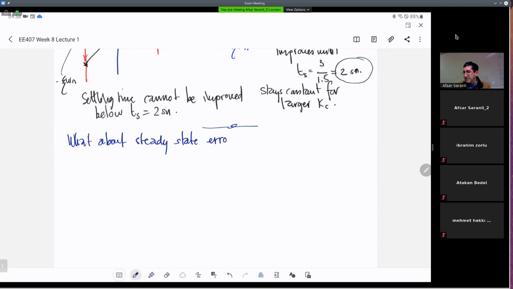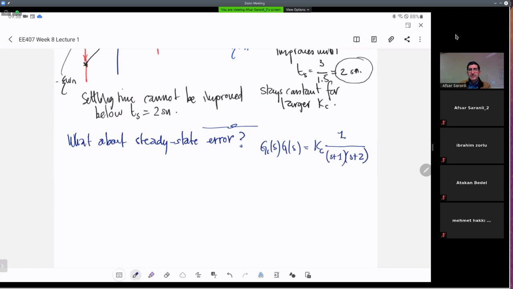First, you guys tell me what is the type of this system with the controller? So remember, GC of S G of S is actually equal to KC times 1 over (S plus 1)(S plus 2). So what is the type of this system?